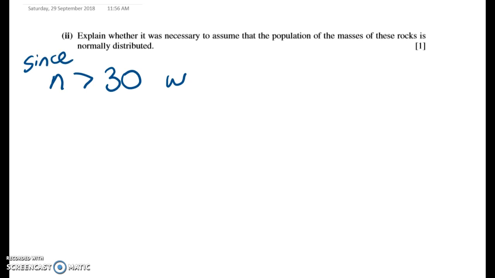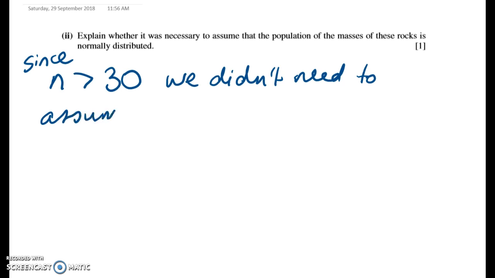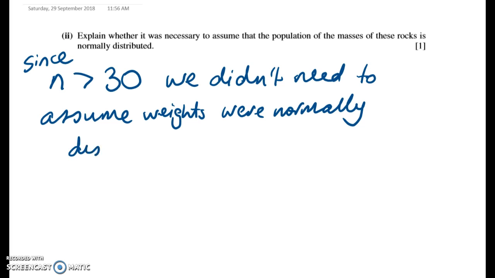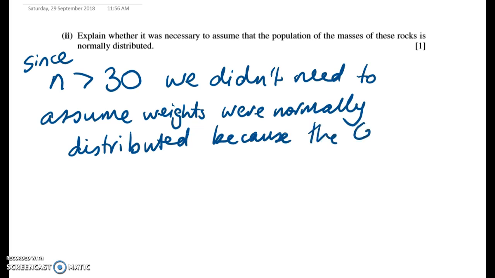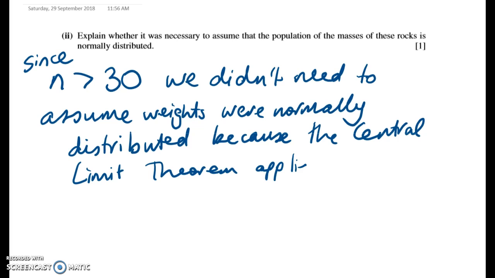Since n is bigger than 30, we didn't need to assume the masses were normally distributed, because the central limit theorem, something like this, applies. So there you go, that's that.